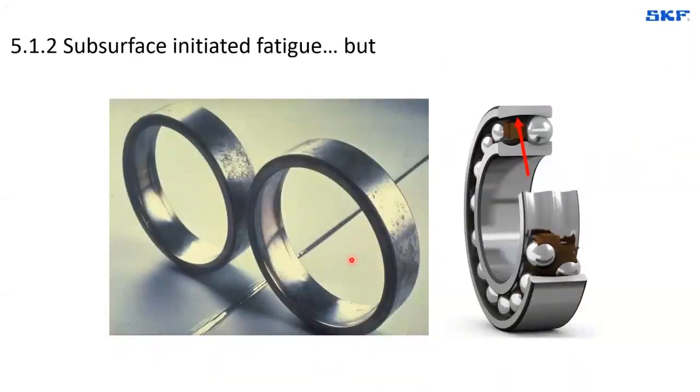The subsurface initiated fatigue, like we see in this outer ring, this is an outer ring of a self-aligning ball bearing. And what you see in this picture is the ring shown in front of a mirror. So basically you can see the opposite area of the raceway. And we see two opposite areas that are having a damage. And the damage is also by subsurface fatigue.